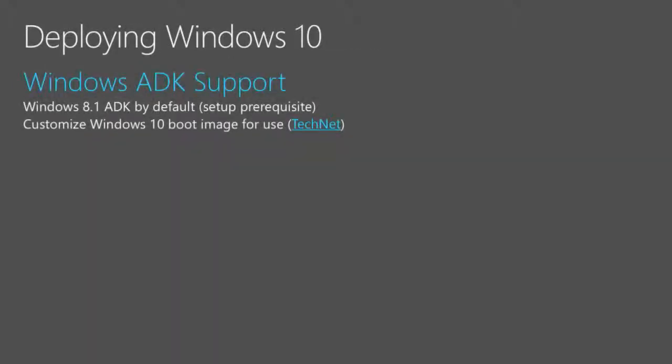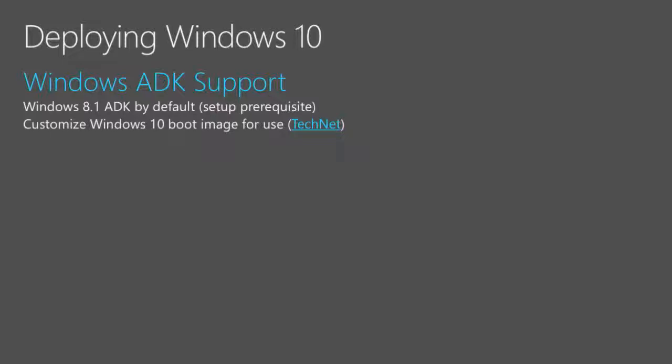So with Windows 10, out of the box, the service pack will support the 8.1 ADK. That will be the prerequisite for setup. And if you want to deploy Windows 10, then you'll need to follow the directions that we have posted on TechNet. They've been up there for a while on how to customize that boot image for use. So it's a process by which you would install the Windows 10 ADK on a separate system, export the boot.wim, do some modifications with DISM. We've got all the instructions all outlined. And then you import that into Configuration Manager for use in deployments.